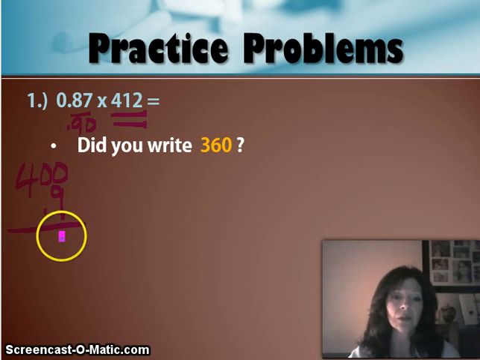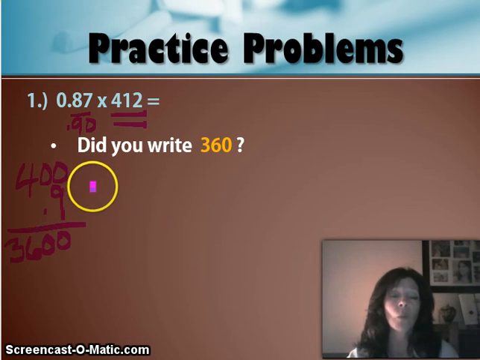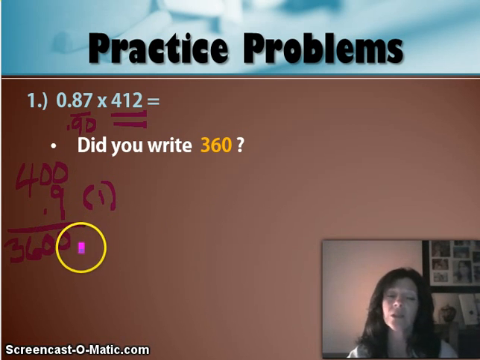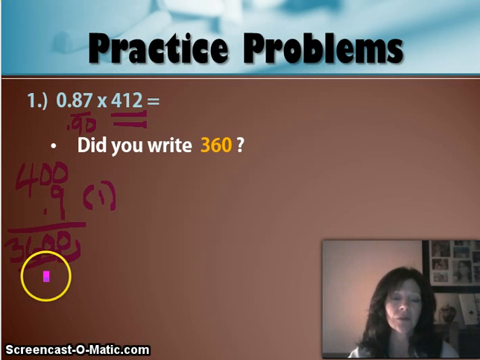9 times 0 is 0. 9 times 0 is 0. 9 times 4 is 36. I have one number to the right of the decimal point, so I start at the far right of my number and I move it one place to the left. So 360 is my answer.